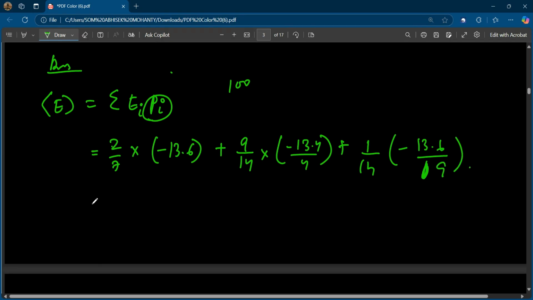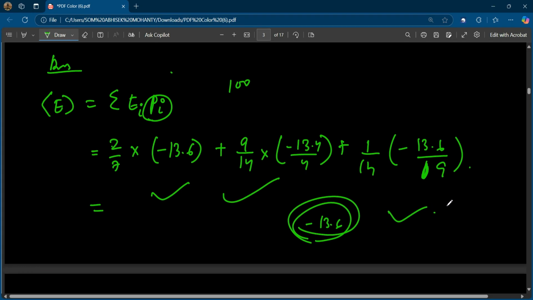Okay, so this is the solution. You have to get this answer from here. And what ratio does it want to calculate? The ground state energy we know is minus 13.6. So whatever you get here, you just have to divide it by minus 13.6, and you will get the answer for the first part.